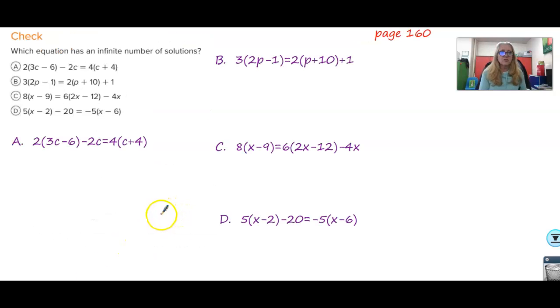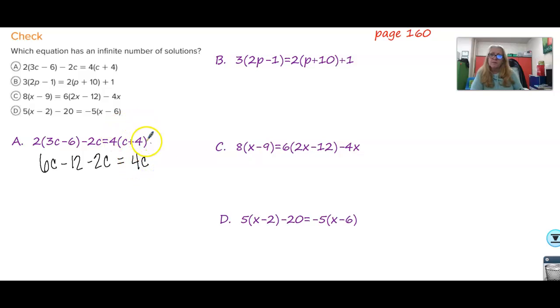Okay, so this is a question you might encounter on a Reveal test or your error test. Which equation has an infinite number of solutions? Remember, infinite means the left and the right sides are identical. The variable terms are the same and the constants are the same. So which of these is going to turn out that way? You've got to do some work to find out. Let's get rid of the parentheses here. 2 times 3c is 6c, and 2 times negative 6 is negative 12. Minus 2c equals 4 times c is 4c, and 4 times positive 4 is positive 16.